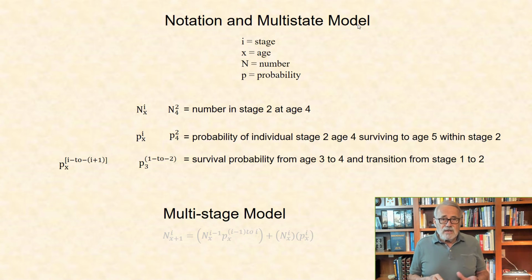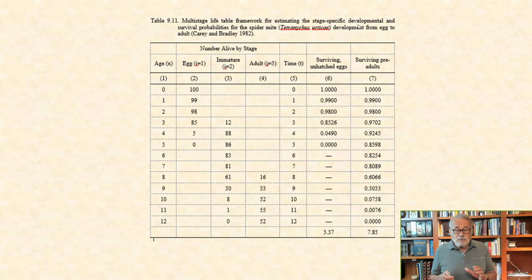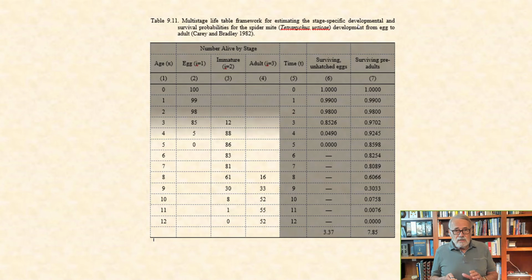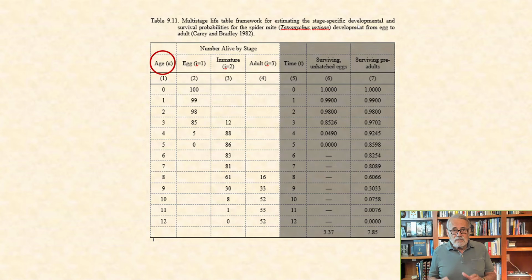The multi-stage life table model is given in this expression, in which the number in stage i at age x plus 1 equals the sum of the two expressions to the right. This table contains the specific data, which we divide into two subtables. In the leftmost subtable, we have age in the first column, and in the next 3 columns, we have number alive at stage, including the age stage.